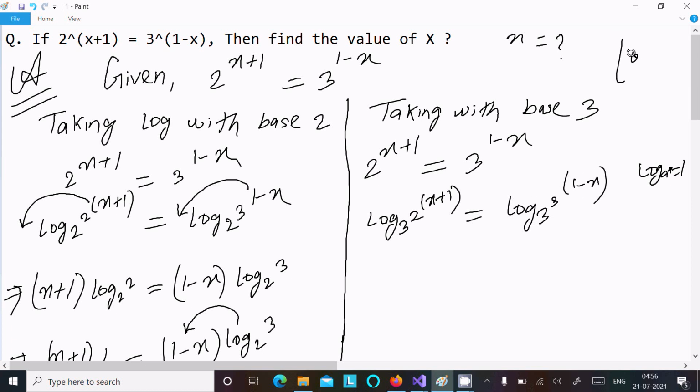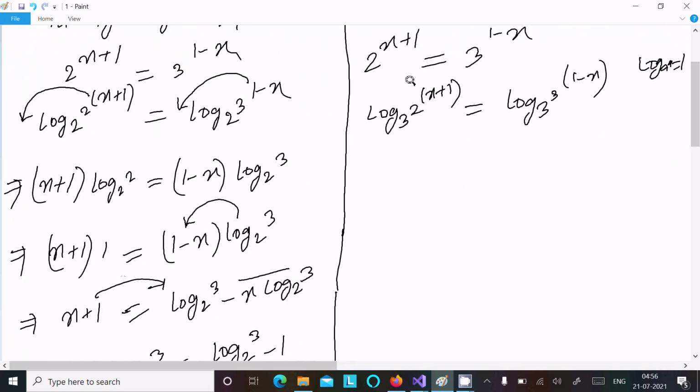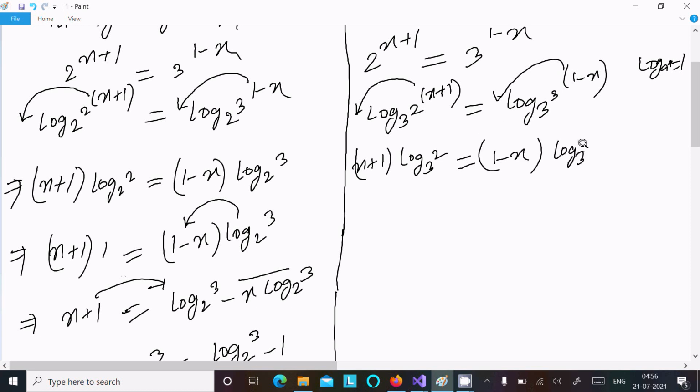You already know log of a^b is equal to b log a. Now moving the powers to the front, (x+1) log base 3 of 2, and (1-x) log base 3 of 3. Since log a base a is equal to 1, this value is now 1.